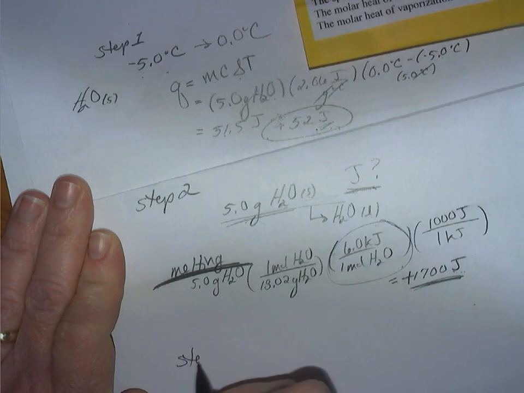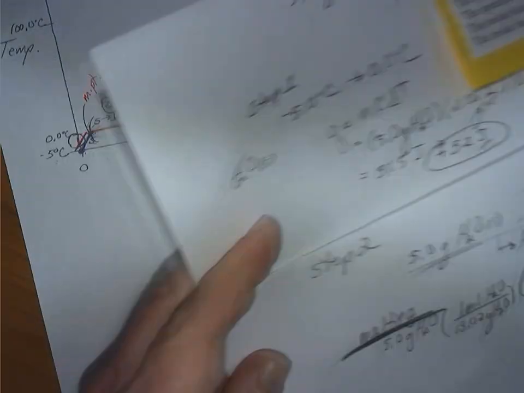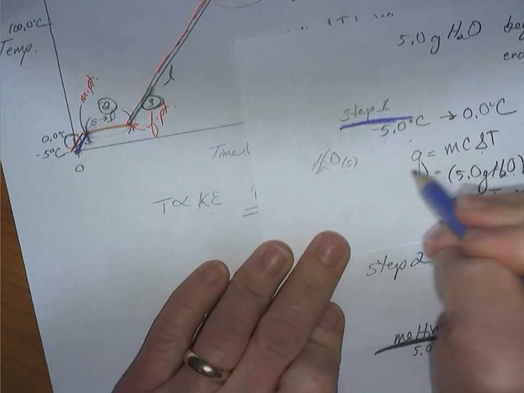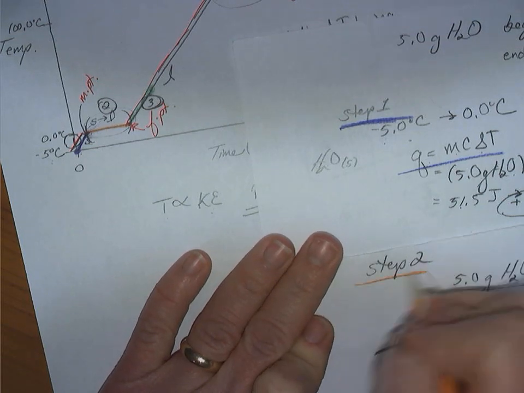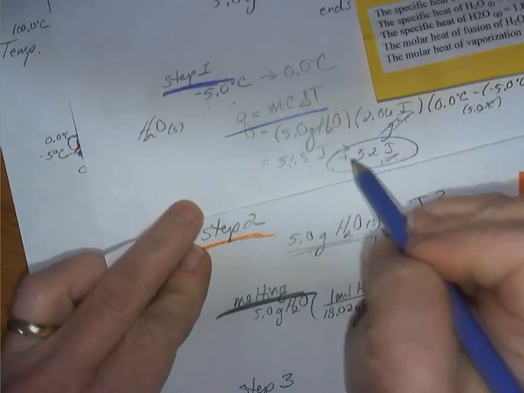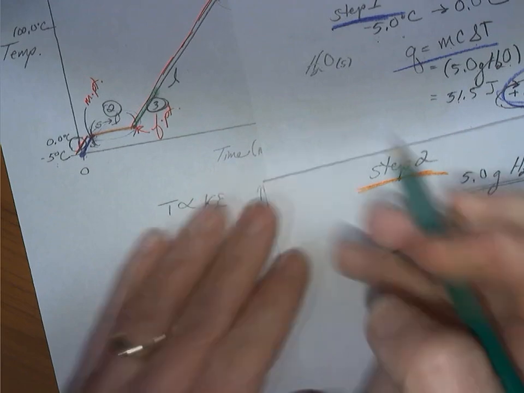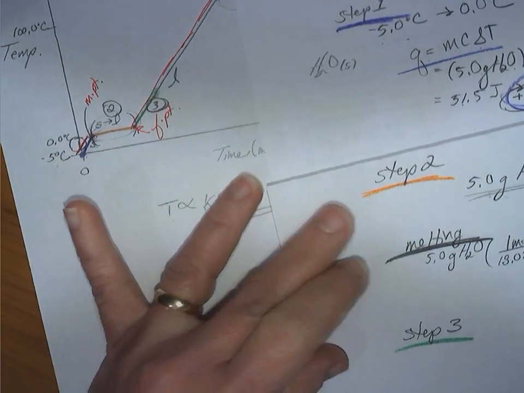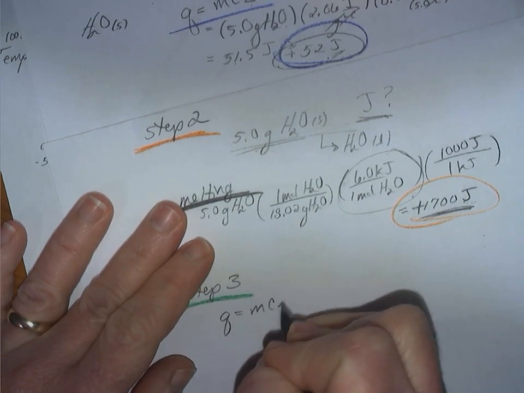Okay, then step 3. So step 1 was getting us from -5 to 0. That was Q equals mc delta T. Step 2 was our phase change. Let me just circle these values for us. And then step 3 will take us from 0 to 25, but we're all liquid. So Q equals mc delta T.